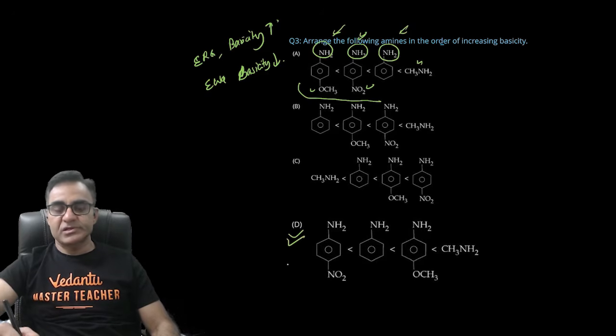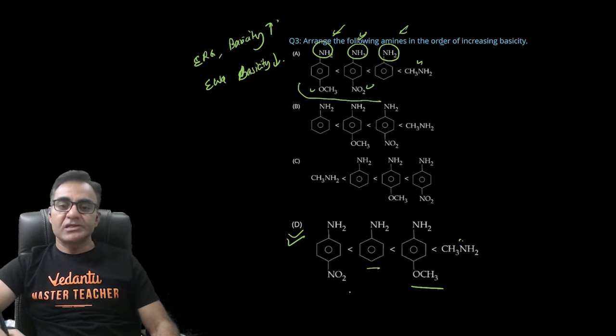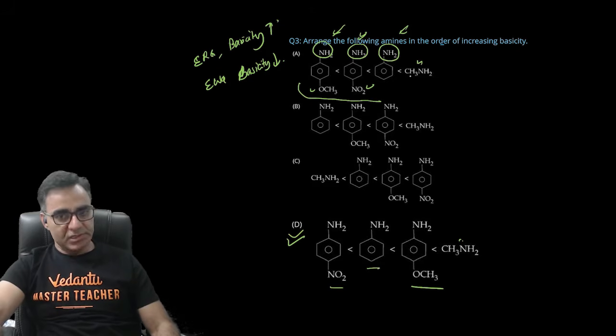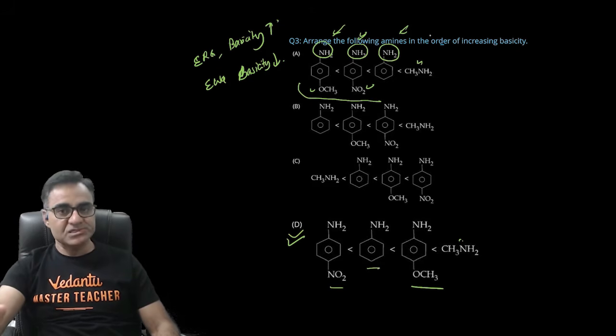D option. Check it. CH3NH2 is strongest, then OMe para substituted aniline is more basic than aniline itself and para nitroaniline, right? So the key concept is that presence of an electron withdrawing group at ortho para position decreases basic strength, and presence of an electron releasing group increases basic strength. Though there are many other factors used in deciding basic strength, in this particular example this is enough to explain the basicity order. All right.